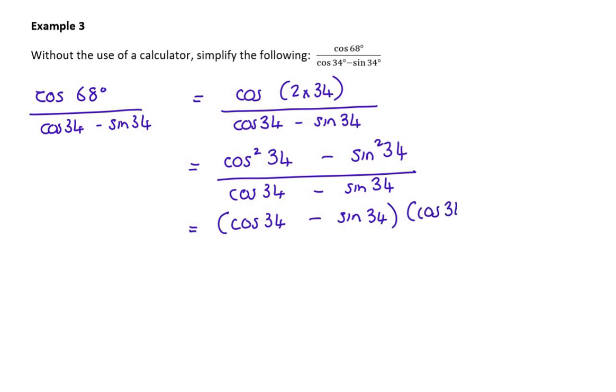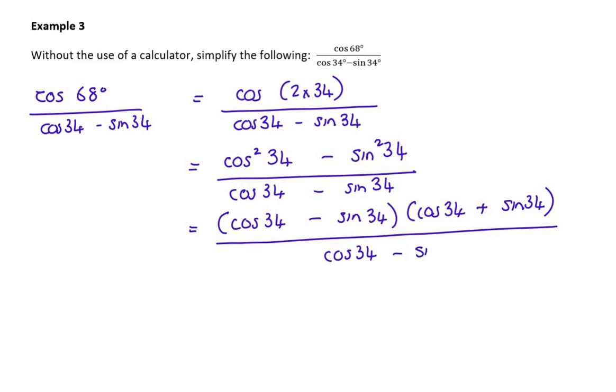So it's cos of 34 minus sine of 34, cos of 34 plus sine of 34, over cos of 34 minus sine of 34. And so these end up cancelling. And so this simplifies down to cos of 34 plus sine of 34. Now, if you have a look at this, can this get any simpler? Well, I have no identities that involve adding cos and sine. And so I think that's as best as I can get if I'm not using a calculator.